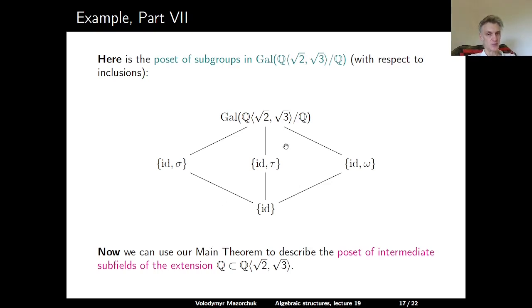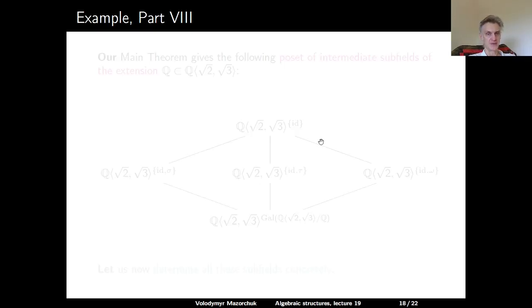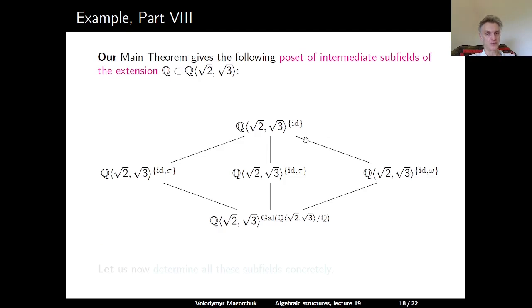So we just take this poset, reverse it, and write as an upper symbol to our big field, Q with the square root of 2 and the square root of 3 added. So what we get is the following picture. The smallest subfield is a fixed subfield for the whole group, the largest is a fixed subfield for the identity, and here in the middle we have 3 subfields for each of the 2-element subgroups.